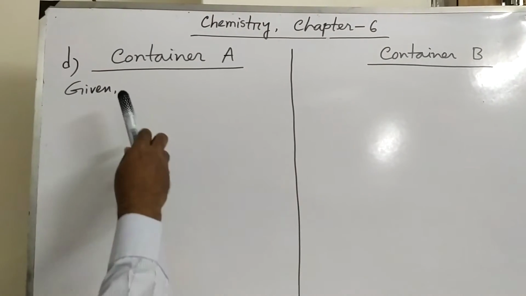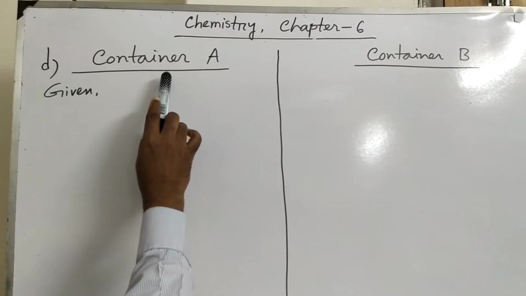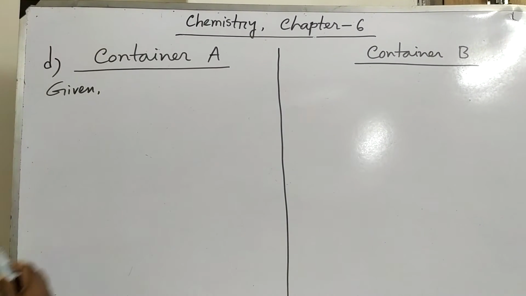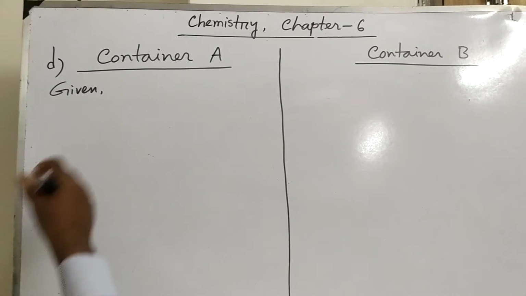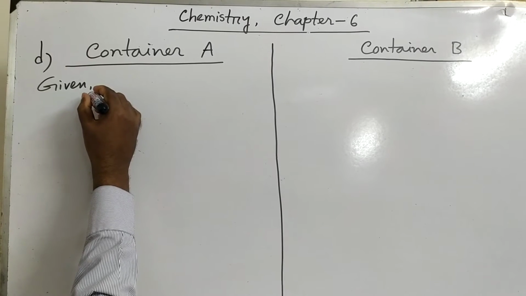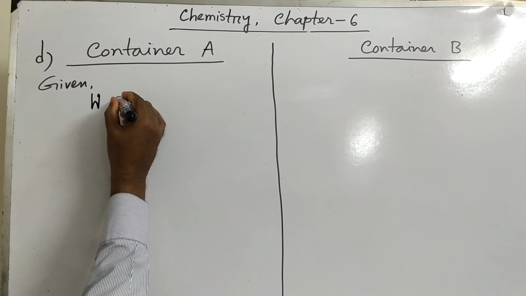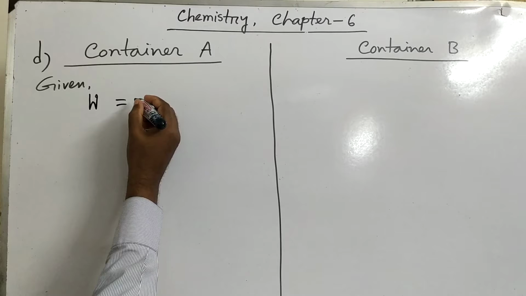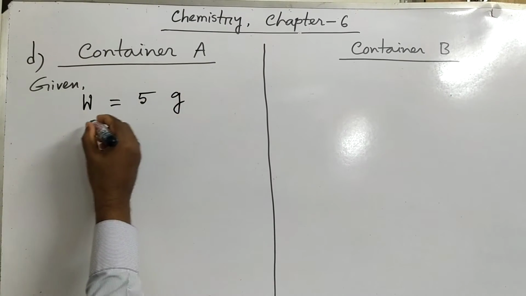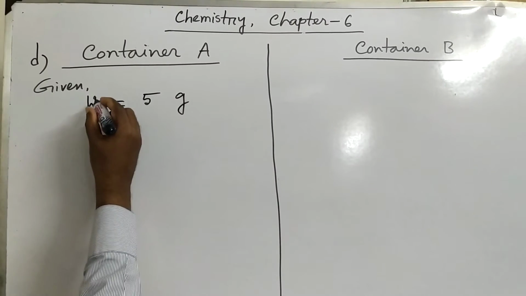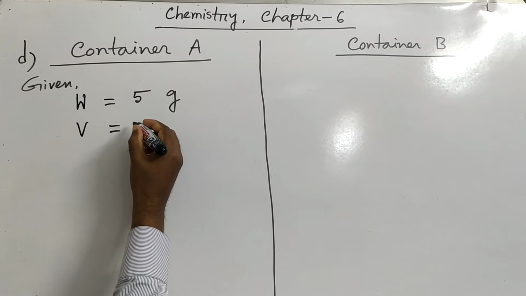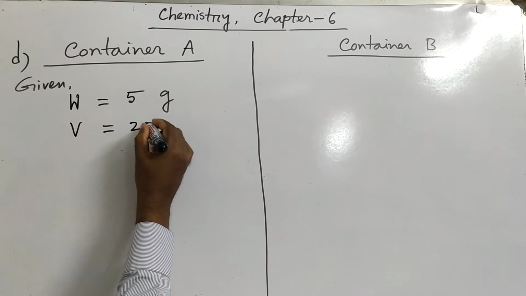Okay, now let us start number D. Here in the stem I have given container A and container B. So by seeing the stem we have to write in container A what is given. First of all, it is given mass of solute, it is W equal 5 gram. Then V, that means volume. Volume is given 200 milliliter.